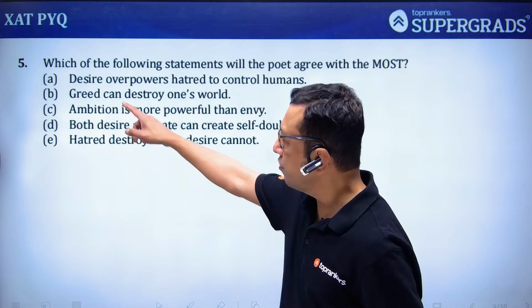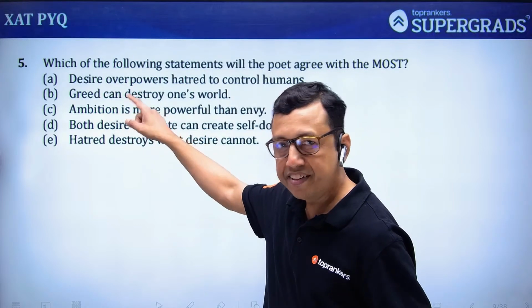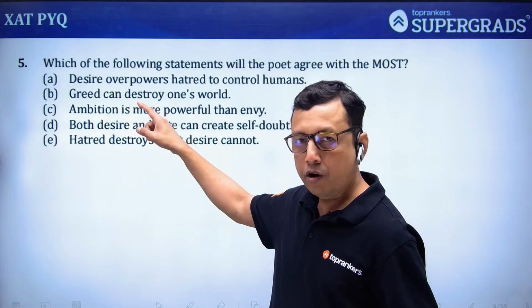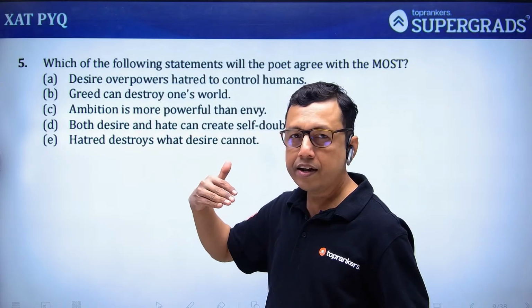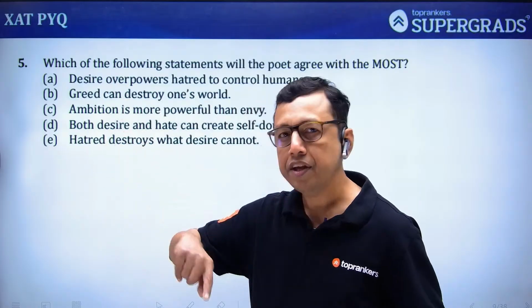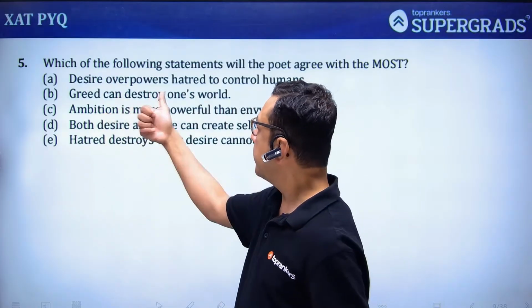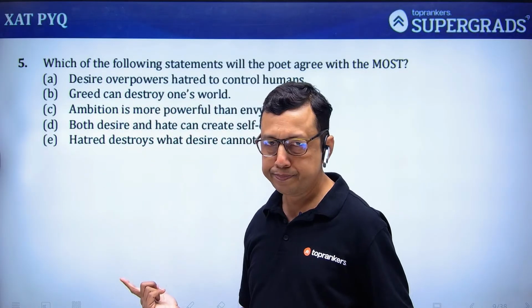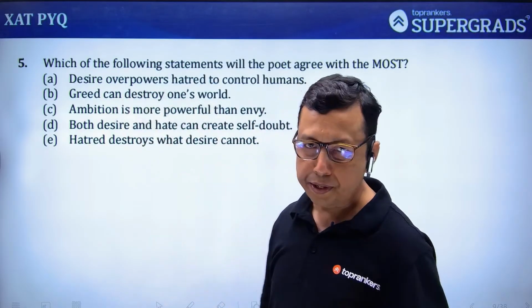Therefore, the correct answer is B. The author will agree with this because the author says desire can bring about destruction. Therefore, he will agree with the point that greed can destroy one's world. The correct option is B.